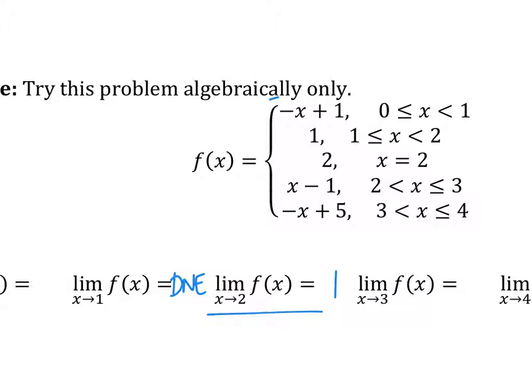Okay, third one. Limit as x goes to 3: 2. Okay, let's do the last two. Those two are a little bit tricky. Limit as x goes to 0: I would say 1.